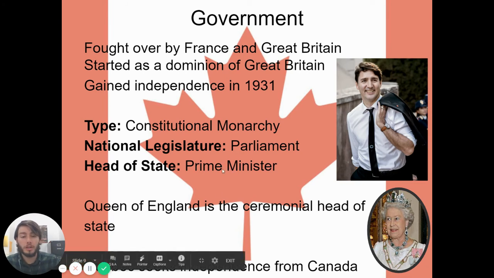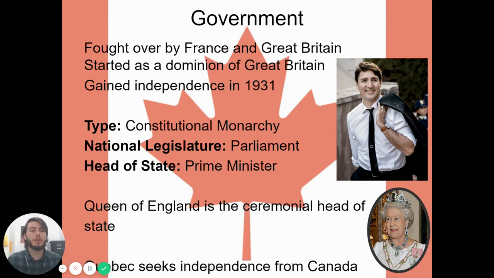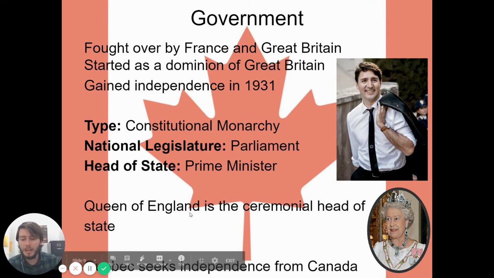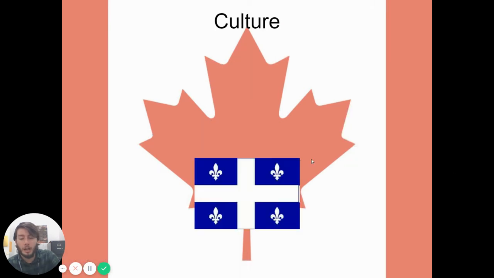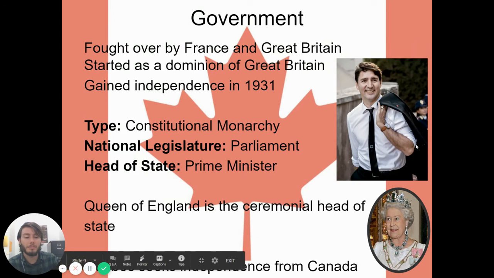The current prime minister is Justin Trudeau. He's on his second term as prime minister right now. And Justin Trudeau's father was also prime minister, so he was kind of born into this role. And Quebec, which is a province of Canada, which you can see down here if my little thing would go away, seeks independence from Canada.